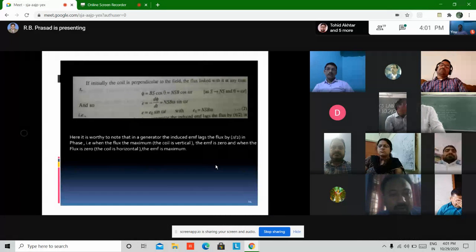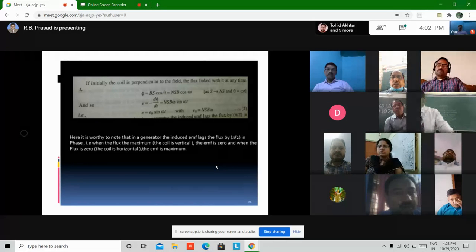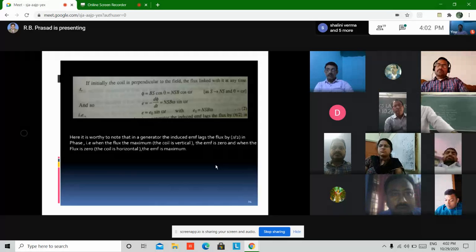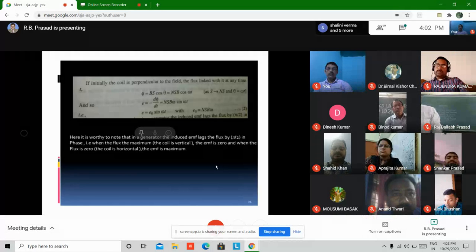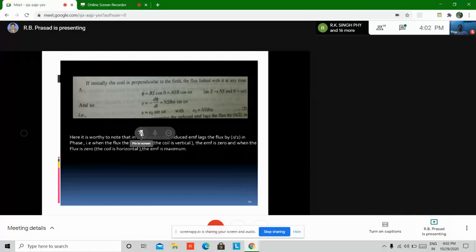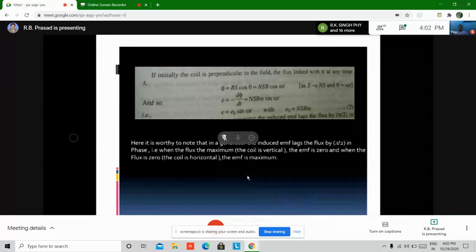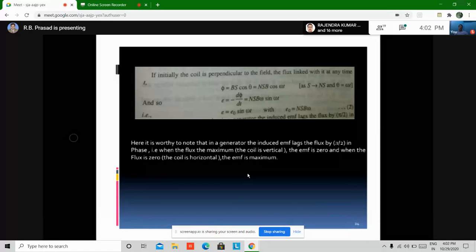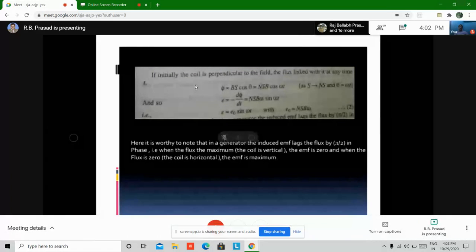Here it is worthy to note that in a generator, the induced EMF lags the flux by pi by 2. Flux and induced EMF both have, you can see, one has cos omega t, the other has sine omega t. If you convert sine omega t into cos omega t, then you will get the phase change by pi by 2. So EMF lags, EMF will be behind it. Here it is a negative sign, so it will lag by pi by 2 in the phase.